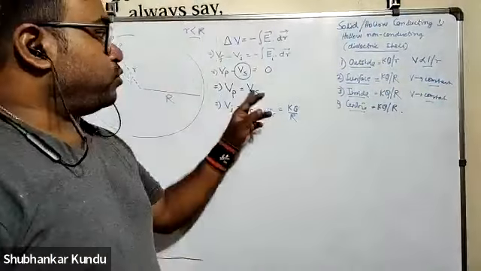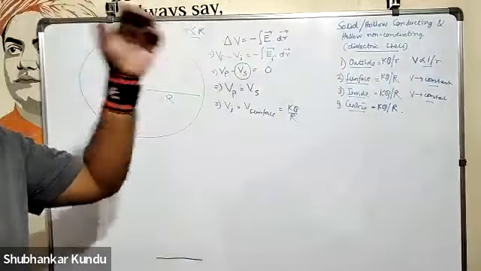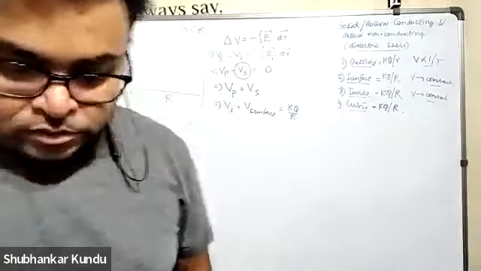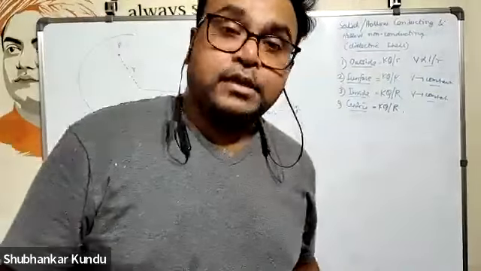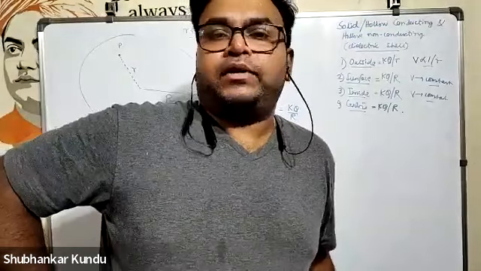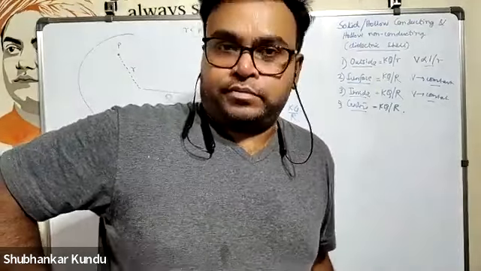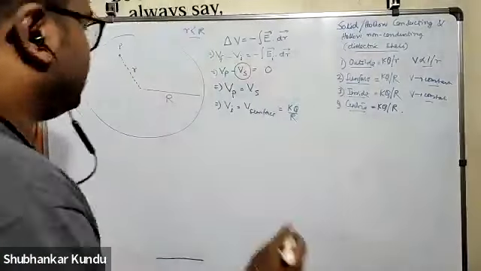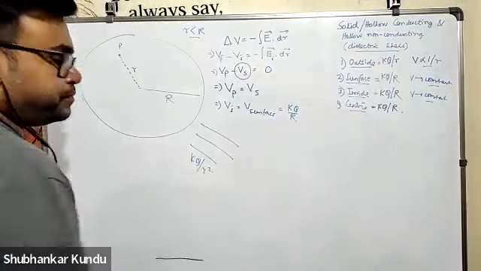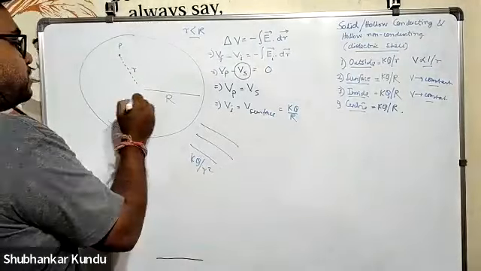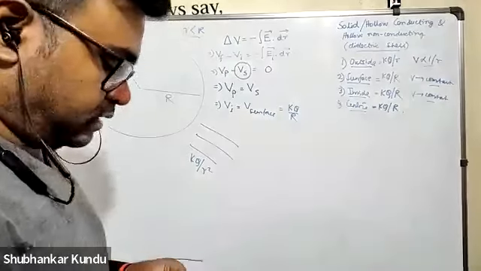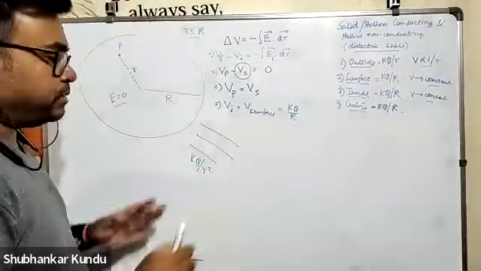Now coming to answer your question. Why in this case are we not taking infinity as the reference point, rather we are taking the surface of the sphere as the reference point? Tell me one thing. What is the electric field outside the sphere? Electric field outside is Kq upon R square. Inside it is 0. That means what?